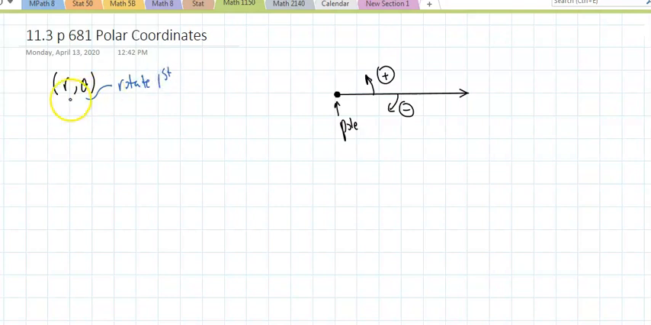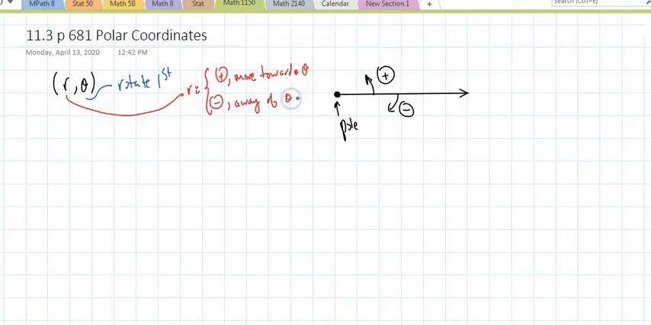And if r is positive, we move towards theta, so to speak, and if r is negative, we move away, or in the opposite direction of theta.